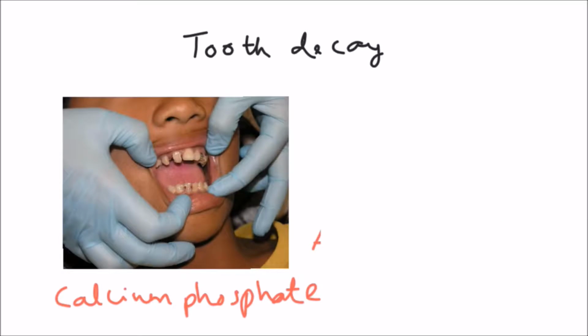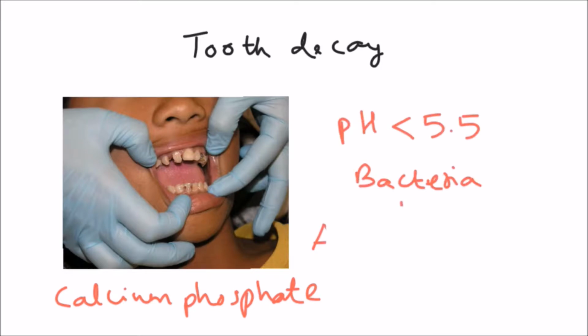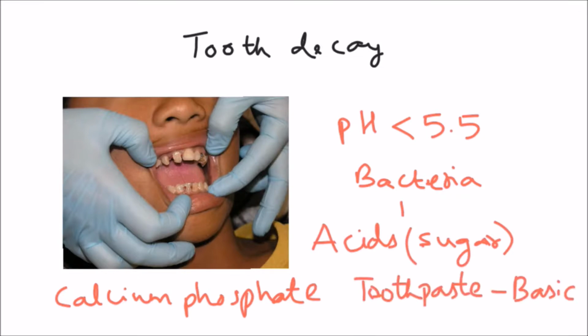Another application of pH is in tooth decay. Teeth are made up of calcium phosphate, which is the strongest material in our body. It starts corroding when the pH of the mouth goes below 5.5. The bacteria break down sugar, which forms acids in your mouth, and if you don't clean regularly, there are chances of tooth decay.